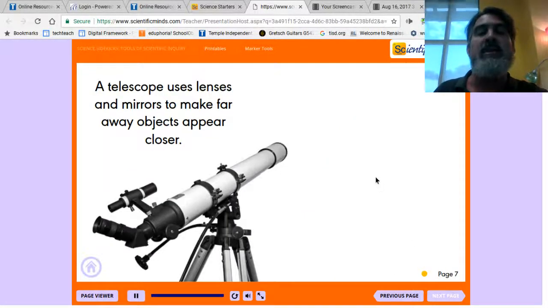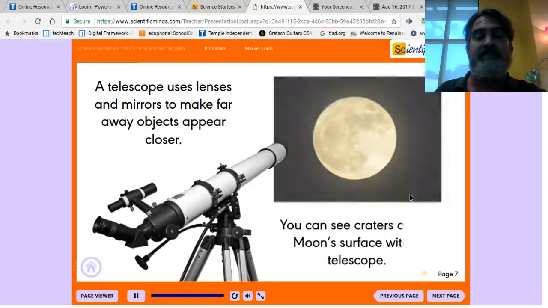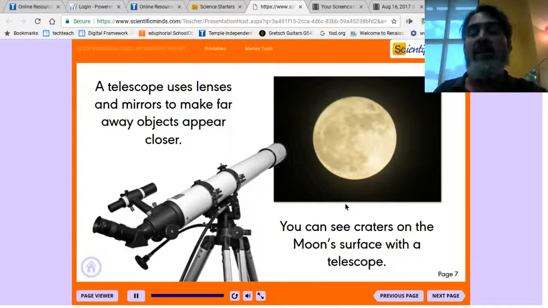A telescope uses lenses and mirrors to make faraway objects appear closer. So remember, lenses, just like in a magnifying glass, refract light, and mirrors reflect light. You can see craters on the moon's surface with the telescope.